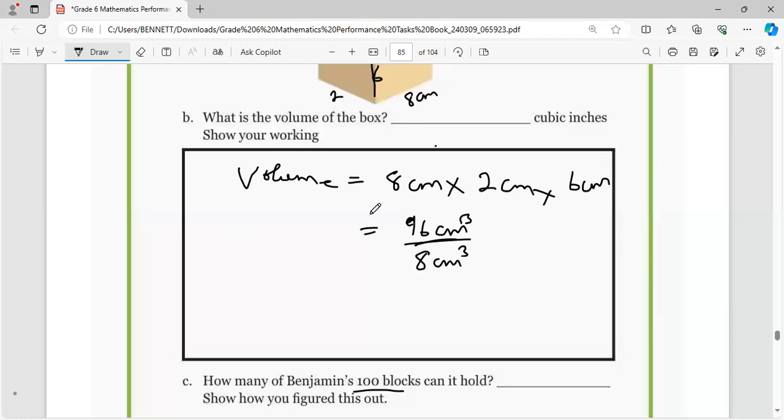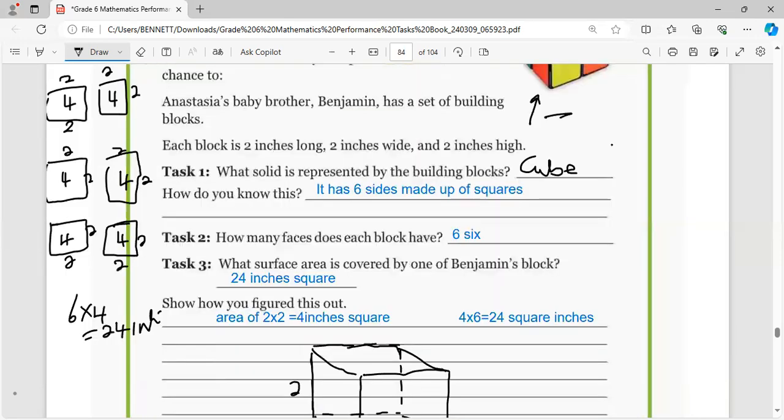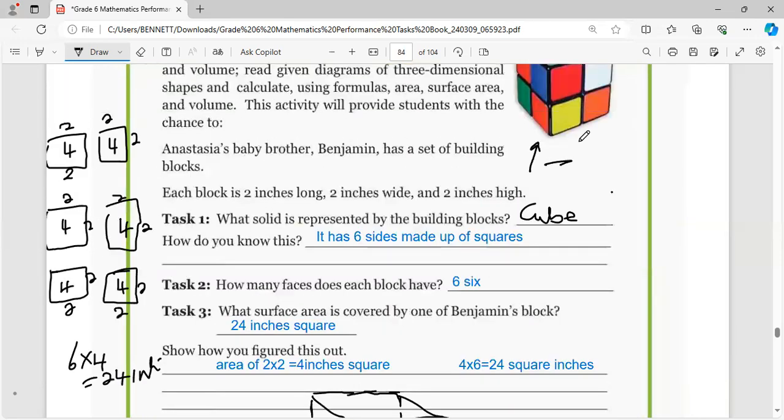Very good. So let's go back up, guys. We needed to find the volume of the small cube in order to complete it. This is very nice, I love this.